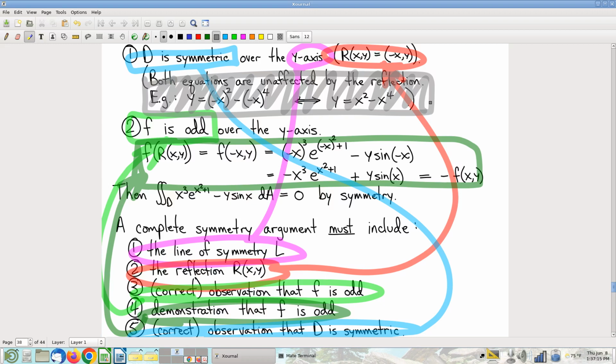Yes? You gave us the reflection function there. Yeah, that's fairly easy because we know over there we have a negative x. If you're going to make a symmetry argument, you do have to be able to come up with the formula for the reflection. I've got some more examples coming up, but that is part of the work to be done, because you need that formula to show the function's odd.